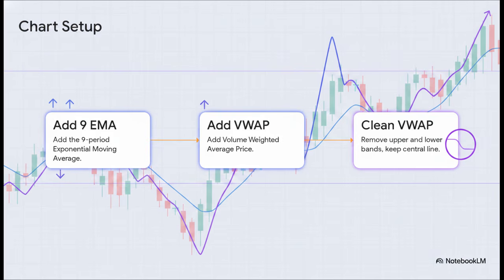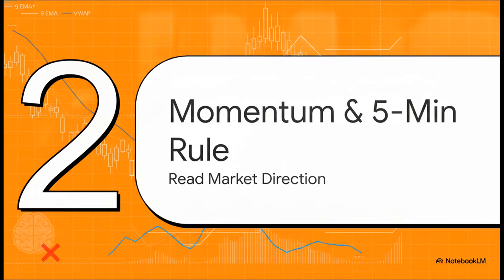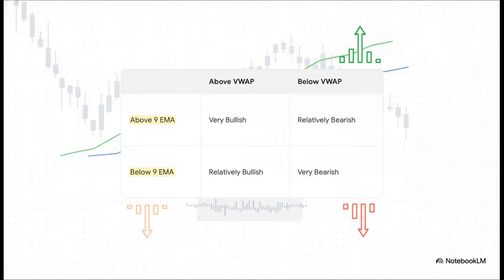Moving on to section 2, momentum and the 5-minute rule. Now that our chart is totally clean, we need a way to read momentum objectively. No gut feelings allowed. The momentum matrix from the source material is honestly brilliant in its simplicity. If the price is above both the VWAP and the 9 EMA, we are in a very bullish state, long positions only. Below both lines, very bearish, shorts only.